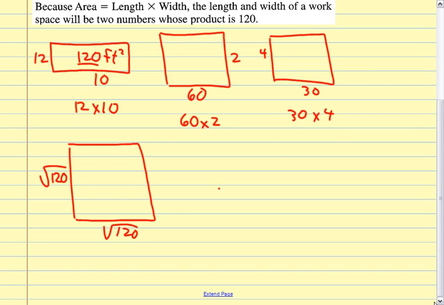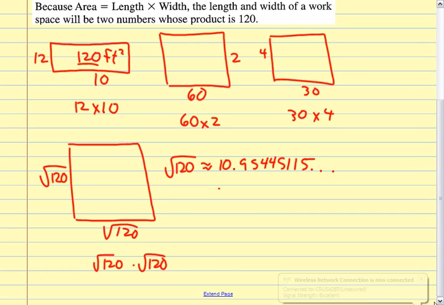Okay, well, let's multiply by itself. All right? So root 120 times root 120 would give us 120 feet squared, right? And Lou, what did you say that was approximately? The square root of 120 is? 10.954451115. There we go. Now, Lou, let me ask you this. Is it a rational number? No. No. It goes on forever and ever. The calculator stopped, but the number doesn't. Okay, it's not rational.